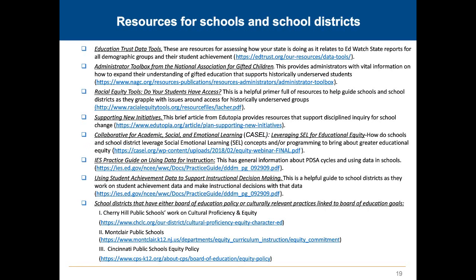Before we get to our questions and answers, I've given you a lot of resources as it relates to schools and school districts, some around discipline inquiry, and then I've given you 3 school districts that have actually put this either in their board policy or their administrative process and procedure linked to policy that relates to cultural proficiency, equity or equitable outcomes in Cherry Hill Public Schools, Montclair, and Cincinnati Public Schools.